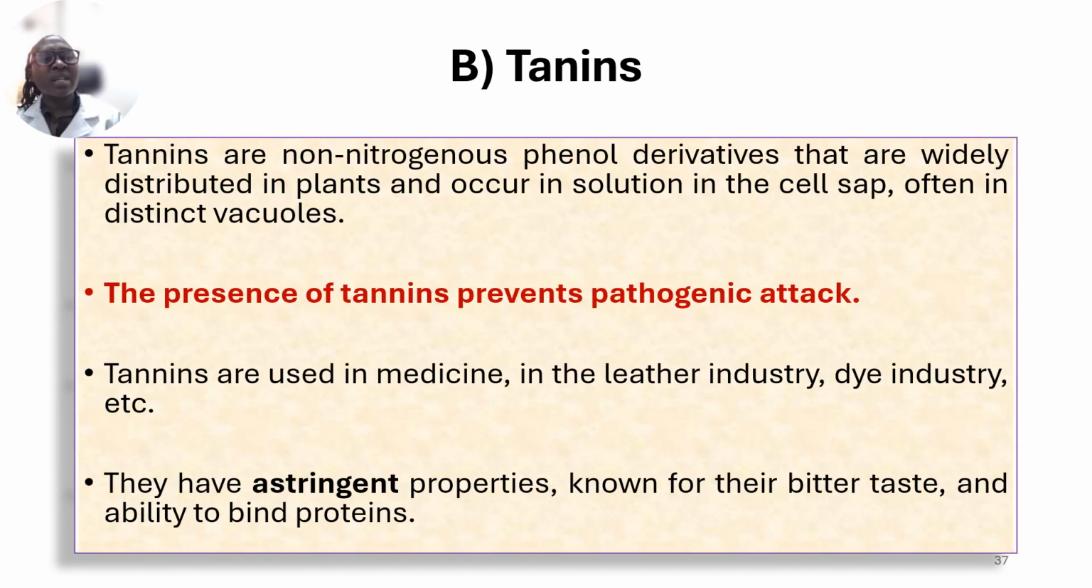We have tannins. I'll say less about tannins, but these are non-nitrogenous phenol derivatives that are widely distributed in plants, and they occur in solution in the cell sap, often in distinct vacuoles. The presence of tannins prevents pathogenic attack in plants, so they are there for defense purposes. We won't say much about tannins, but they are important in medicine due to their astringent properties. They are important in the leather industry and the dye industry, and they also have important antioxidant properties.